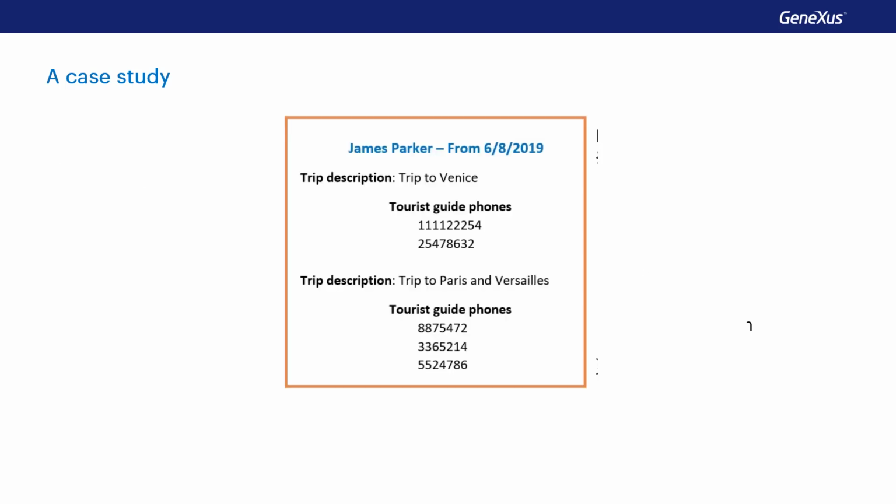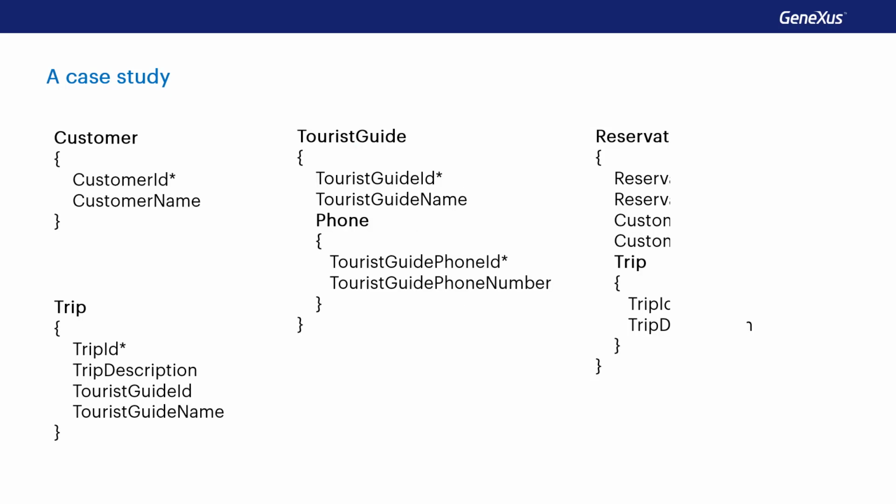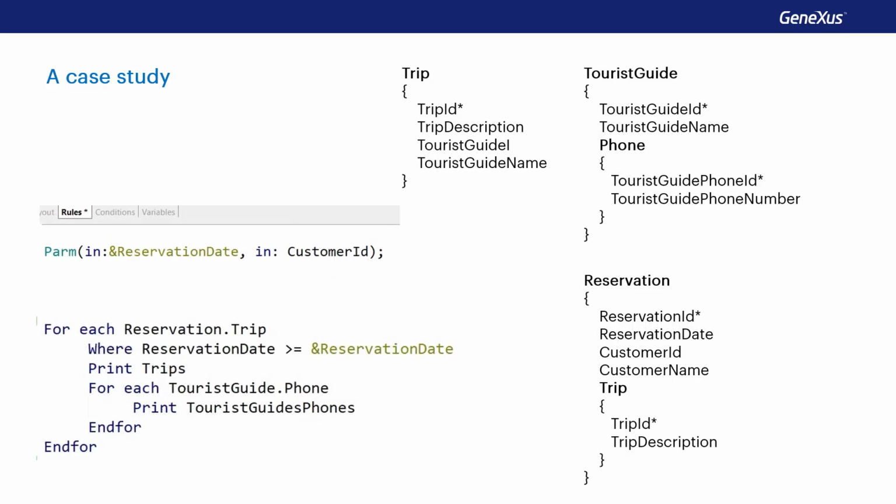We need to obtain a list showing, for a given customer, and from a given date, all the trips he's booked, and for each of them, the contact phone numbers of the tour guide in charge. To solve this, we propose the following source. Let's examine if the information listed is the one we're asked for.